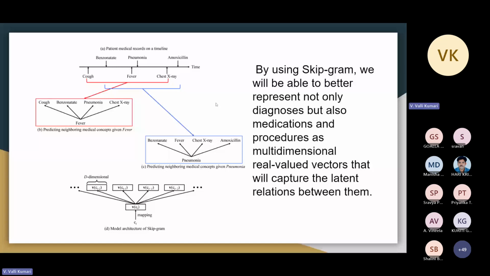So this is how we can represent the diagnosis, medications, and procedures in multidimensional real-valued vectors. So there will be a kind of latent relation between them, unlike the one-hot vectors. So there is a kind of similarity between these events. So there's the model architecture for skip-gram, as you can see. A d-dimensional one, right?